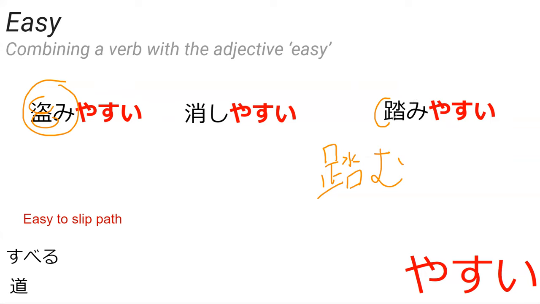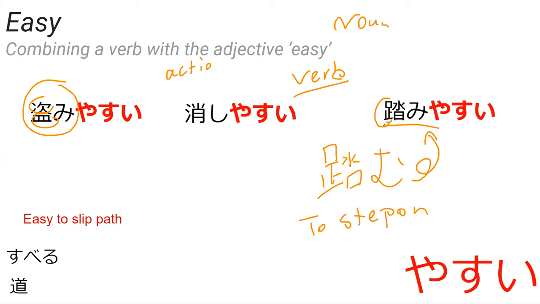Foot is in hadashi. Good guess. Hadashi was barefoot, but that is also a noun. We're looking for a verb. Verbs are actions, like to run, to steal, to kill, to murder. Fumu? Yep, this was fumu, to step on. So fumu turned into fumiyasui, which is easy to step on.